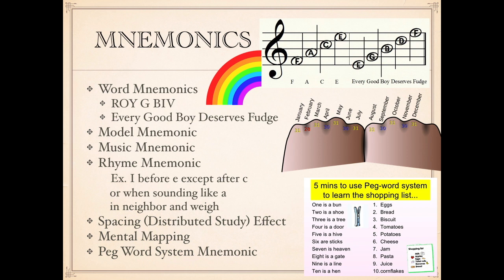Three is a tree with a biscuit on the branch. A biscuit could be even a cookie. They call cookies biscuits in England. Four is a door with a smashed tomato on it.